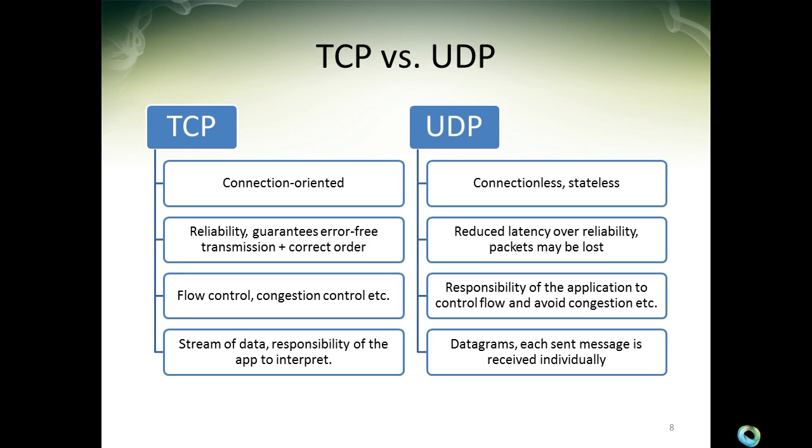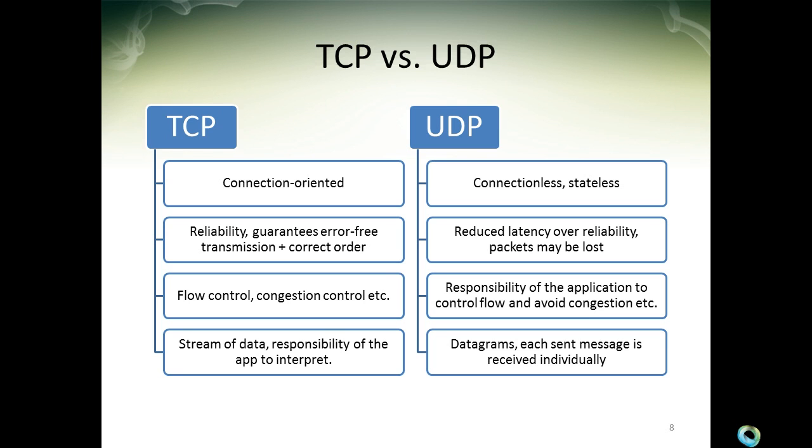TCP uses this connection-oriented approach to guarantee a really high level of reliability. TCP guarantees you that your data is transmitted, that there are no transmission errors. It guarantees that the messages and the data you transmitted is received as you send it. And it also guarantees that the receiving side receives all data in the correct order.